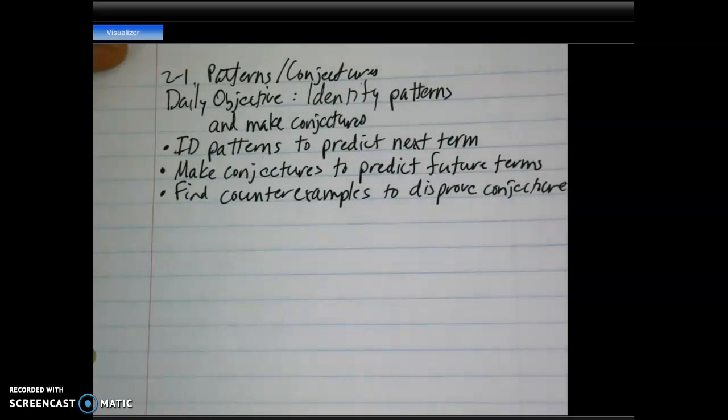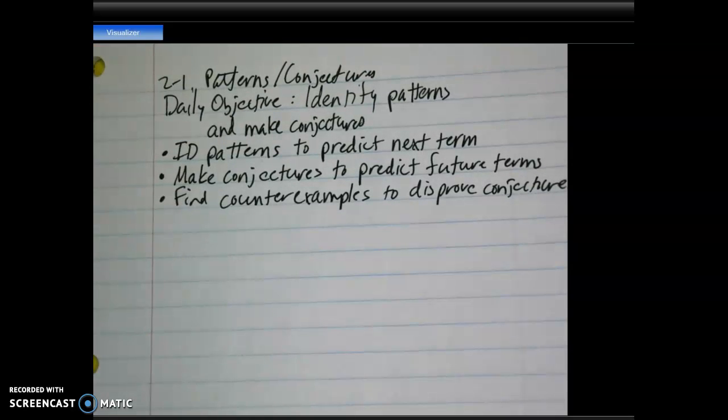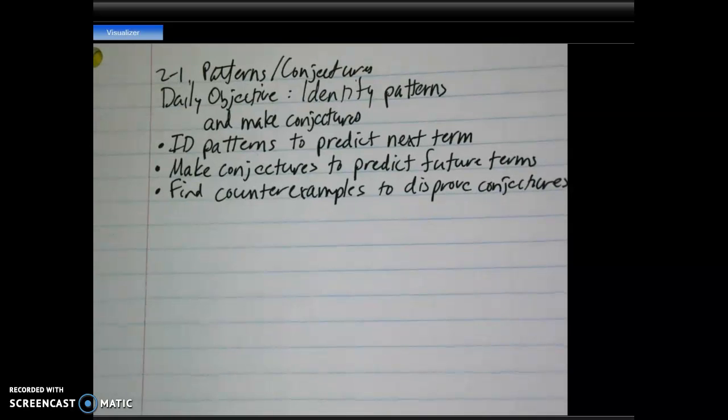Alright guys, these are the notes for section 2.1, patterns and conjectures. We're going to identify patterns and make a conjecture. Then we're going to identify patterns to predict the next term, make conjectures to predict future terms, and find counterexamples to disprove a conjecture. Okay.